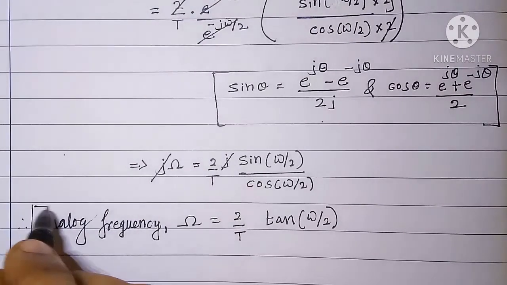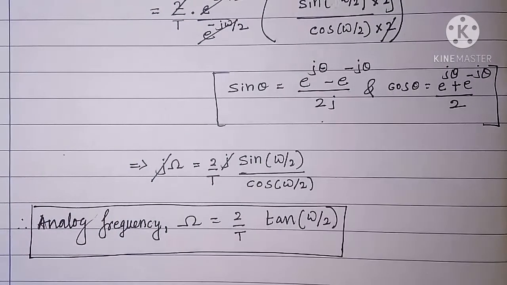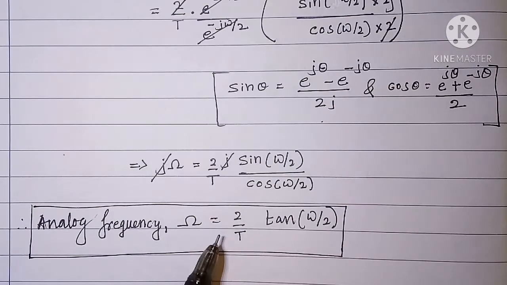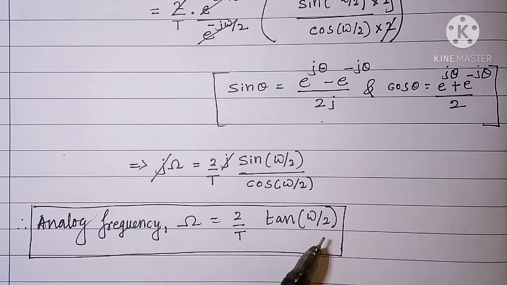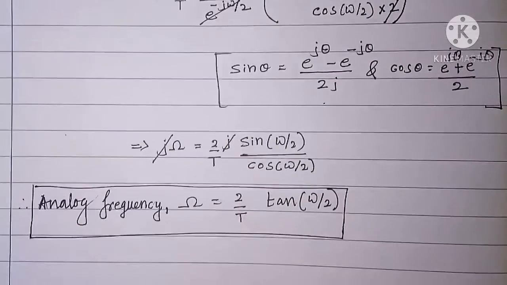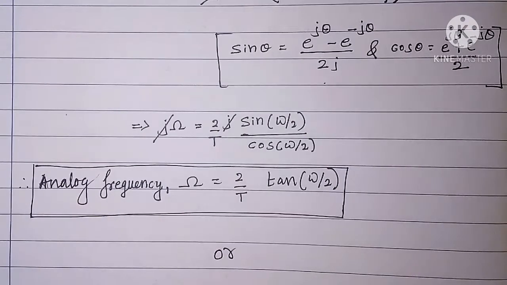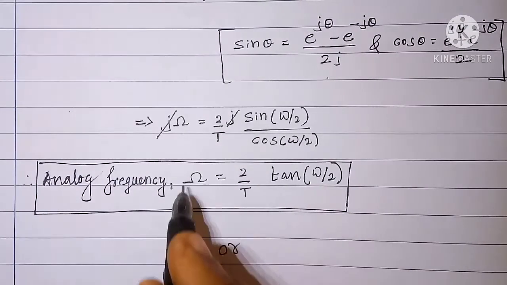So what is the relation between analog frequency and digital frequency? The relation between analog frequency and digital frequency is: analog frequency is equal to 2 by T, that is sampling time, into tan of digital frequency by 2. Or we can write for digital frequency.